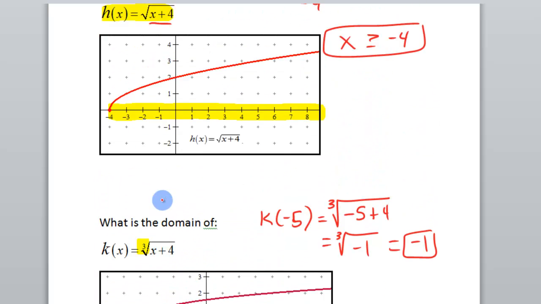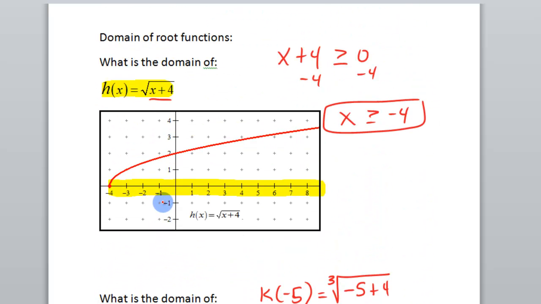But remember, go back up here, it's not all real numbers. It's restricted by whatever is under here. You must keep this positive. You must keep it greater than or equal to 0.